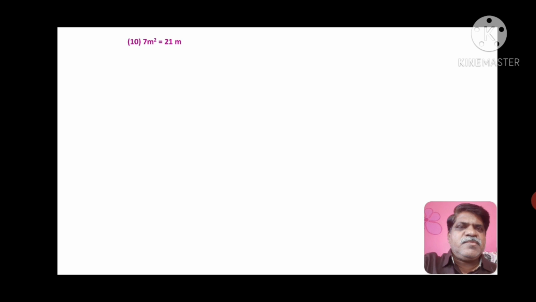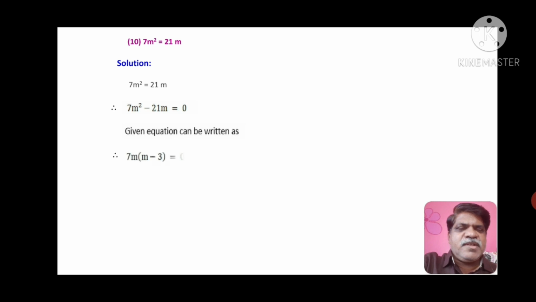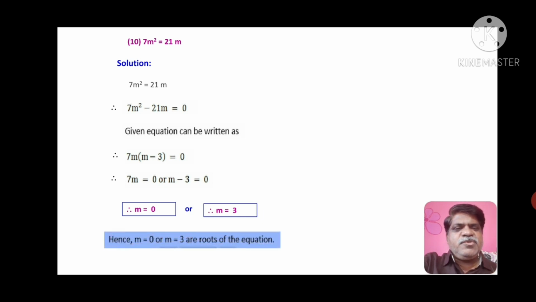Next, 7m square is equal to 21m. Friends, here 7m square is equal to 21m. We will take 21m to the left hand side. Therefore, you can get 7m square minus 21m is equal to 0. In this equation, we can write that 7m is common, that we will take out, and what is left in the bracket is m minus 3. Therefore, you will get that 7m is equal to 0 or m minus 3 is equal to 0. Therefore, you can write m is equal to 0 or m is equal to 3. Hence, m is equal to 0 and m is equal to 3 are the roots of the given equation.